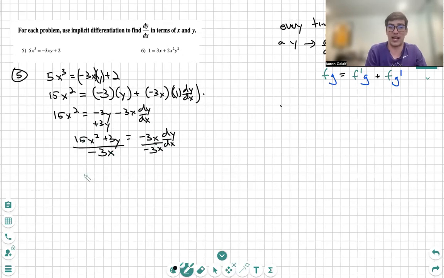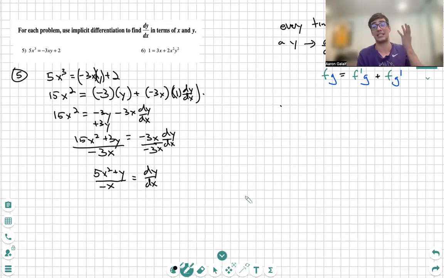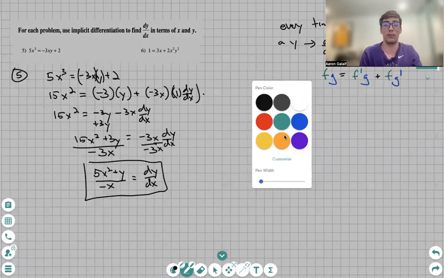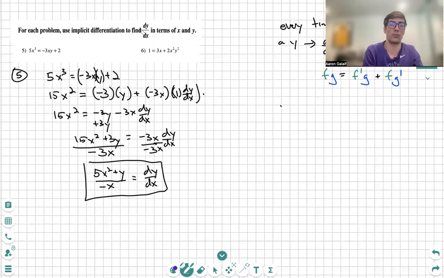We'll simplify the negative 3, 5x squared plus y, all over negative x. And that is what dy dx is equal to. And that's what we're solving for. Dy dx is the definition of, well, be careful when we say definition because we're not using the actual definition of derivative, but this is how we represent our derivative of the function, dy dx. And thus, this is how we implicitly derive. Let's do one more. And we will go over more complicated implicit differentiations in another video.